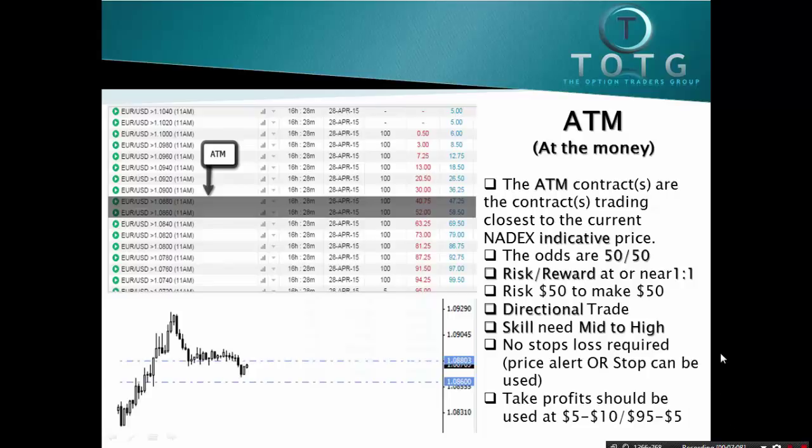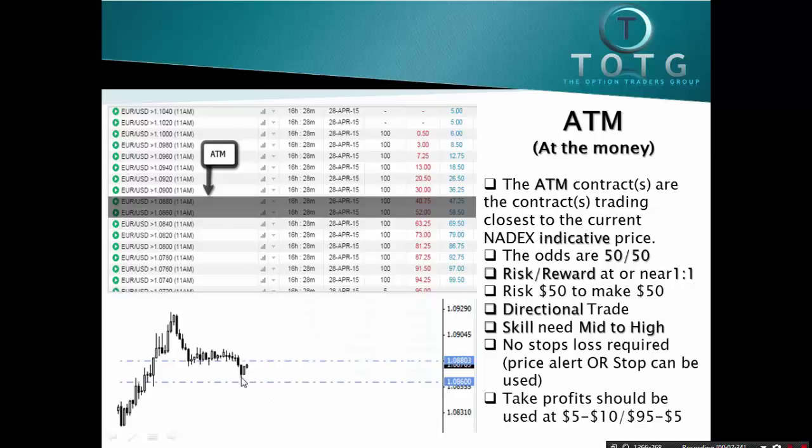There are no stops required on these trades because they are about 1-to-1. But if you do want to use stops, the way to use them on an at-the-money play is, say you bought this strike right here. You can put a stop right here, and if it does fall down pretty quickly, it's going to stop you out probably with a $25 or $20 loss. It just depends on how quickly it comes down there.